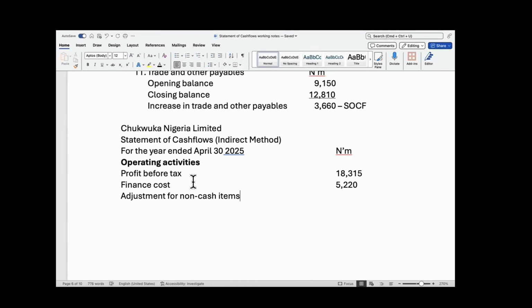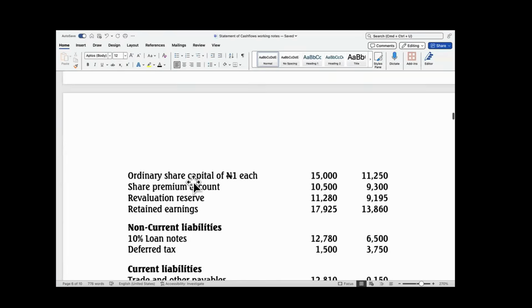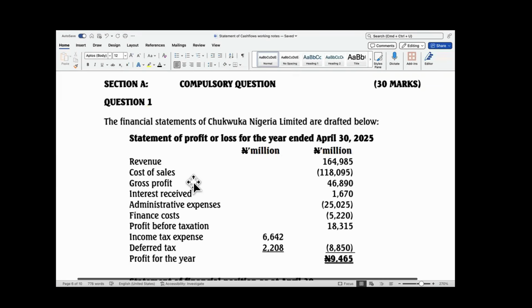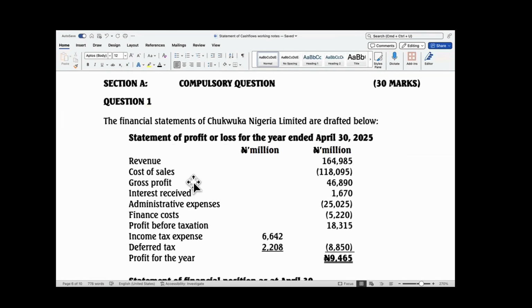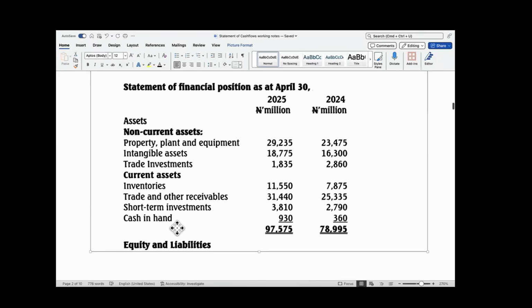Now, let's adjust for non-cash items. So remember, the indirect method is just converting. You want to convert this profit to a cash profit. All the non-cash items hiding under admin, interest, gross profit, cost of sales, revenue, we want to extract all of them. The ones hiding under admin, let's add them back.